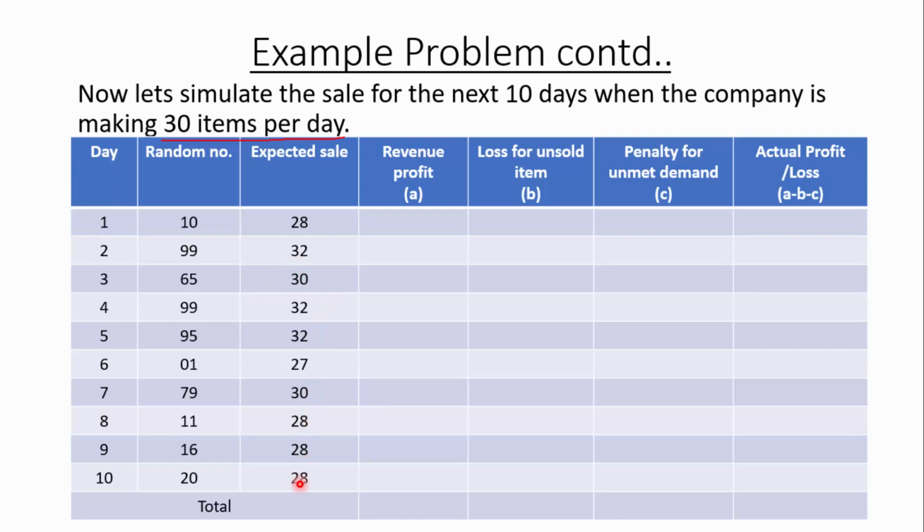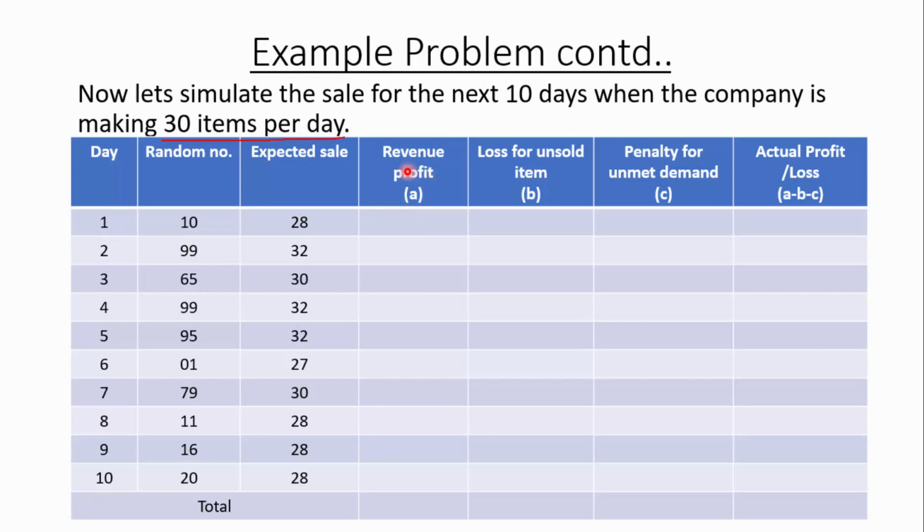Now from here we need to calculate several values. First is the revenue profit. So revenue profit is nothing but the difference between the cost price and the selling price which we realized here.